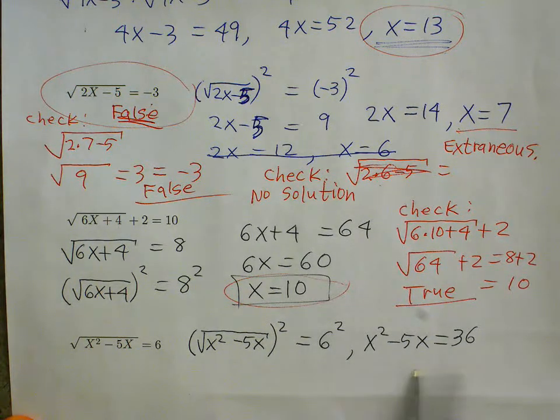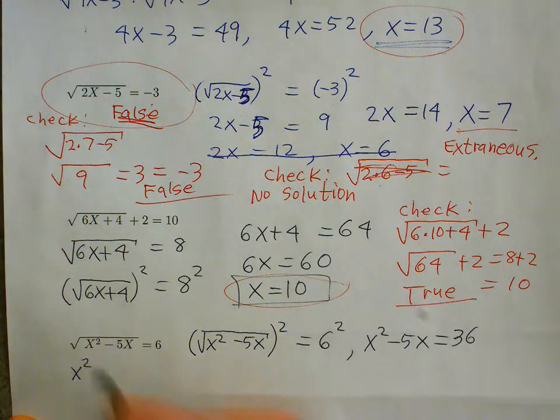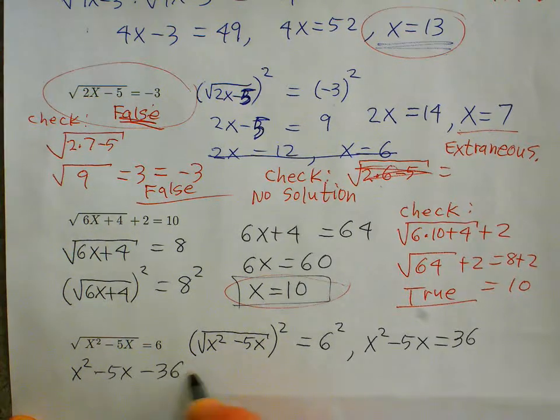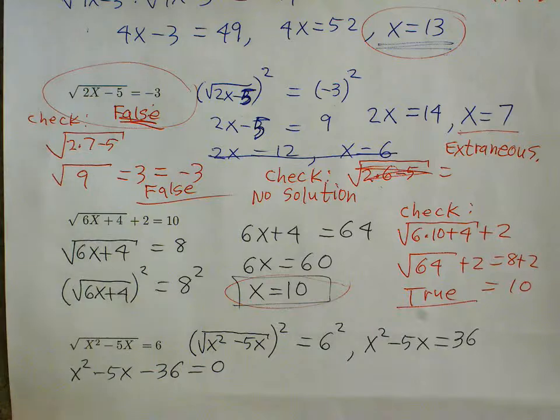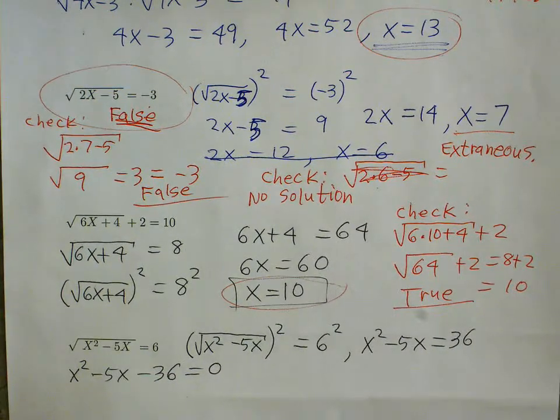And we get to review how to solve quadratic equations. We'll try to solve it by factoring. That means we want one side to be 0. So we'll subtract 36 from both sides. And now we'll solve by factoring.